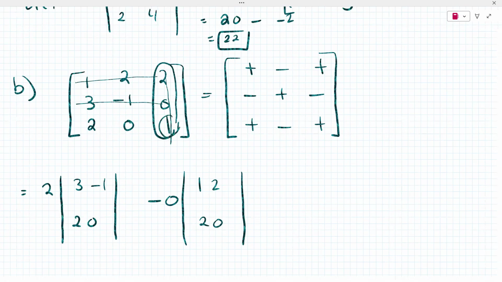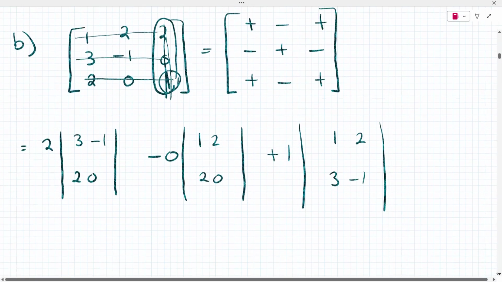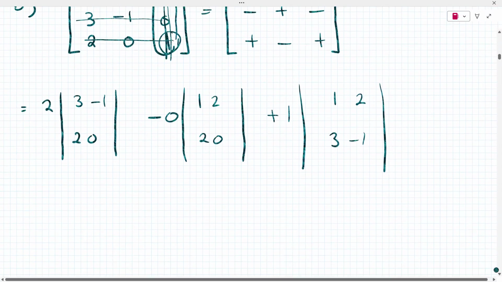And what about this one? This one is a positive because of the cofactor sign, so it's plus 1. You ignore this row and this column with the 1, so you're left with 1, 2, 3, negative 1. Now we have 2 by 2 matrices, and we can easily find the determinant of a 2 by 2. Let's start with this one right here.